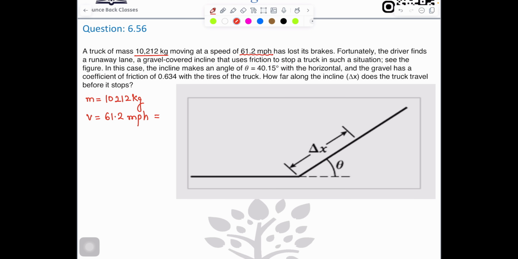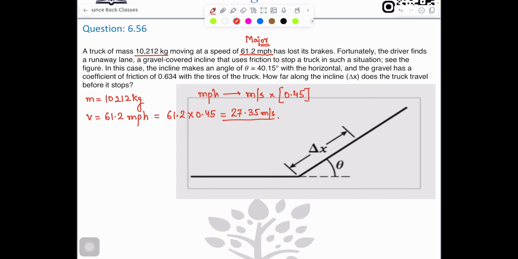Okay, I'll give you a shortcut. Mile per hour to meter per second, multiply with 0.45. So what you need to do, 61.2 multiply by 0.45, which will give you, solve it, 27.35 meter per second. Clear? And this is the major point. While doing the numericals, focus.